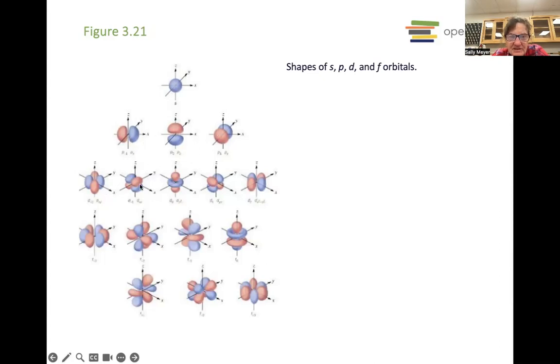The next row is d orbitals. And then f orbitals, there are 7 of them. So it takes 2 rows, but you see they get much more complicated. You want to think about those red and blue lobes as representing places where you would have a high probability of finding an electron if it was on a ledge that was labeled S, P, D, or F.